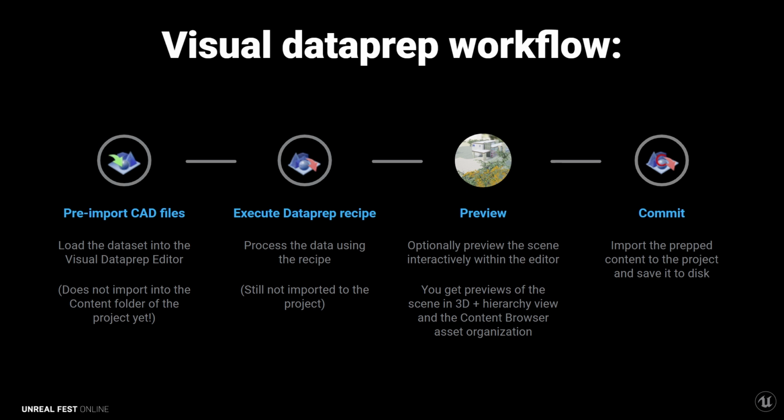Once we've run that recipe, we actually, within the tool, can preview it with both a 3D viewport of the data, and also a preview of the content browser results and the scene results. And then finally, when we're happy with everything, we commit it. And this is when it actually gets added to your project. So up until we hit the commit button, none of this data is added to our project. So if we're not happy with it, we're not stuck cleaning up a huge import of all of our design data. All right, let's get started.